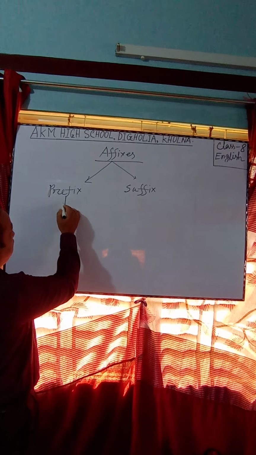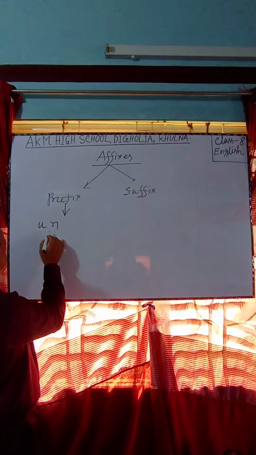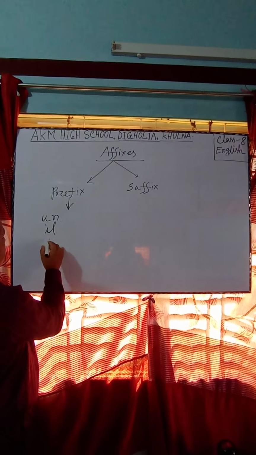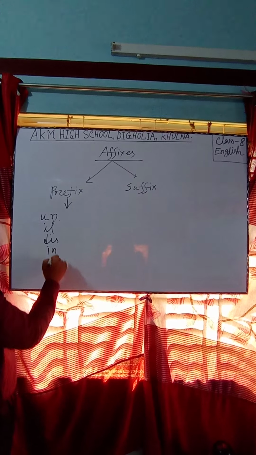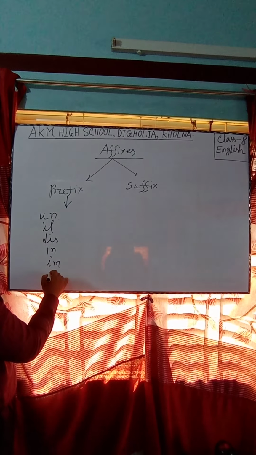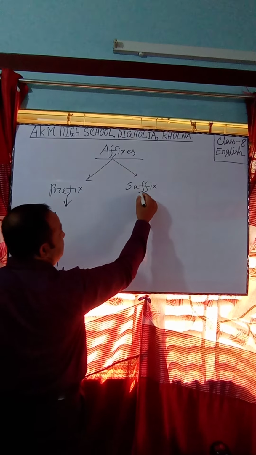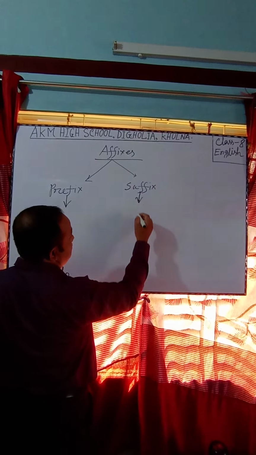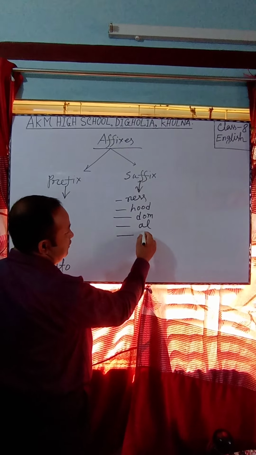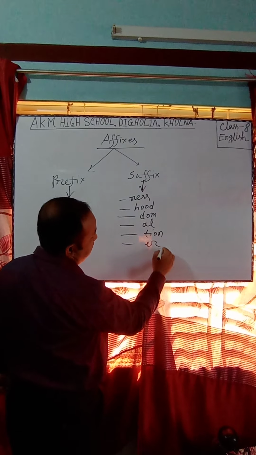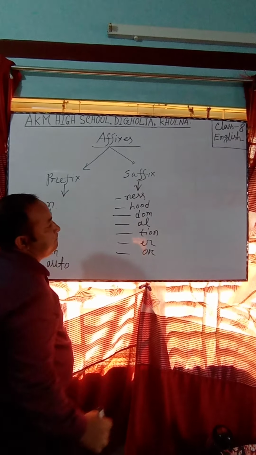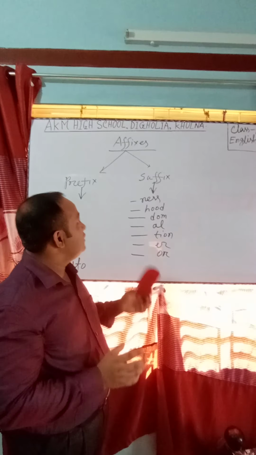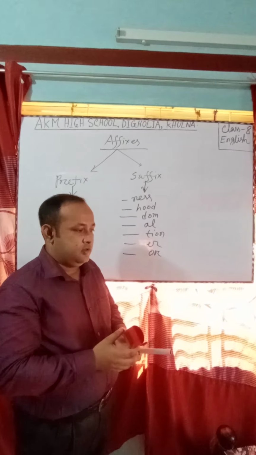What are the prefixes? An, il, dis, in, im, auto, etc. And suffixes: ness, hood, dom, ly, tion, er, or, etc. Now we will use the suffix and prefix for the sentence or for the words.